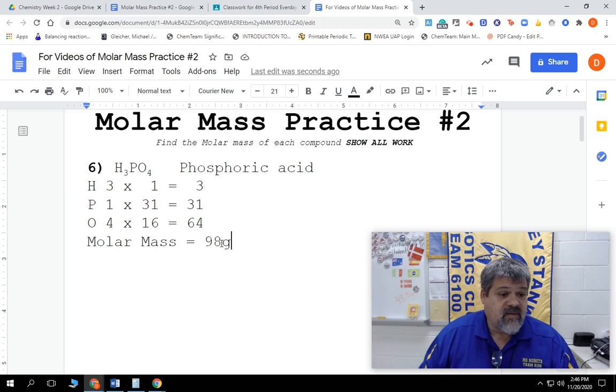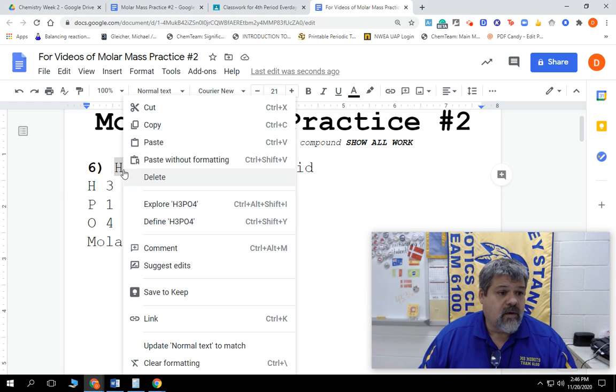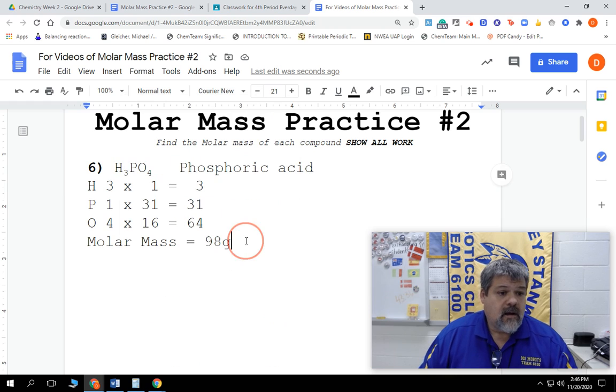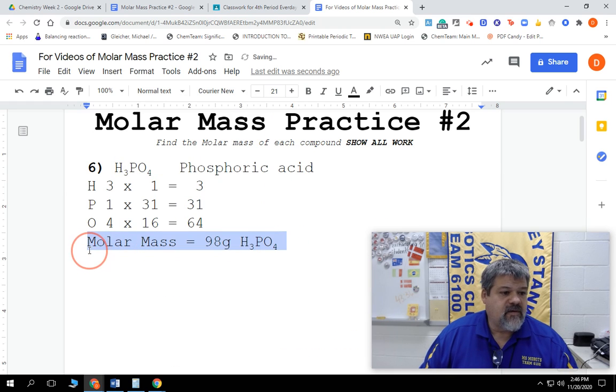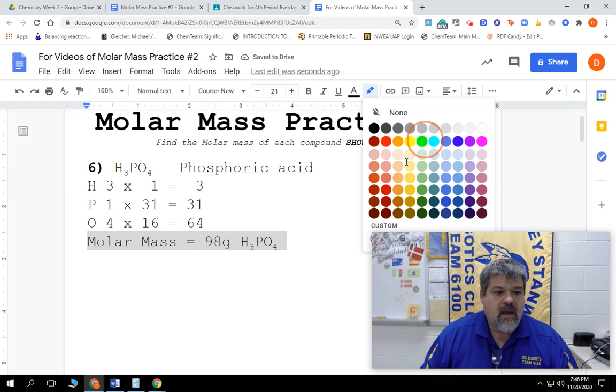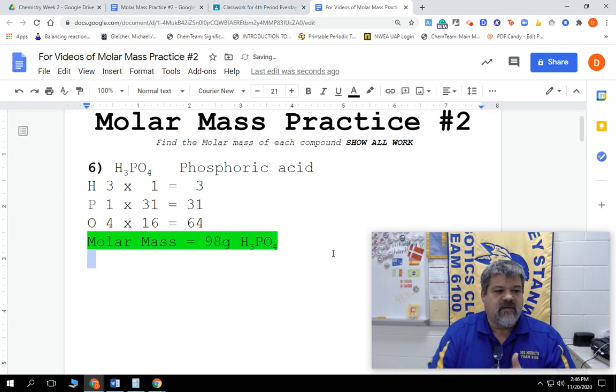So it's 98 grams, but 98 grams of what? It's phosphoric acid. So we're going to go ahead and we're going to copy the formula for phosphoric acid. We're going to paste it in there, and then all I have to do is highlight it. And bam, there we go. There is the molar mass of phosphoric acid, 98 grams.